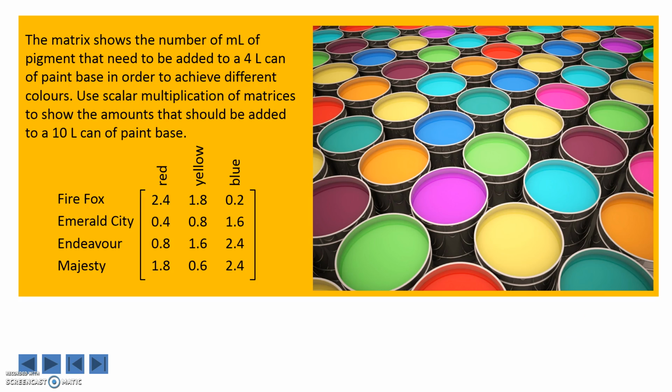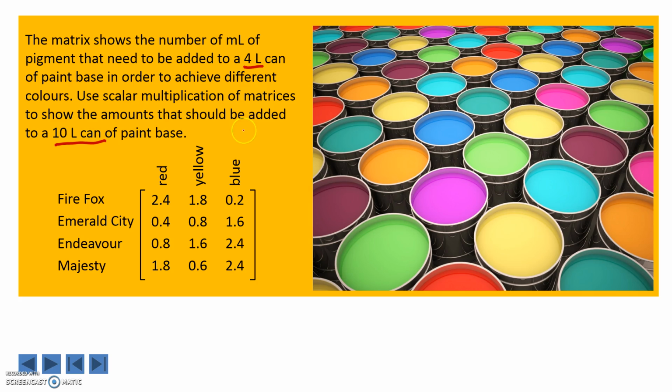This example is about paint. You know that you can get paint in different sizes. We're talking about a 4-litre can of paint here, and these are the different combinations you're going to get for Firefox, Emerald City, Endeavour and Majesty, in how much of these different colours, red, yellow and blue, need to be added to make the particular paint. So Firefox would have 2.4 units of red, 1.8 of yellow and 0.2 of blue, and then different combinations for the other 3. However, we want to see what happens when we have 10 litres of paint.